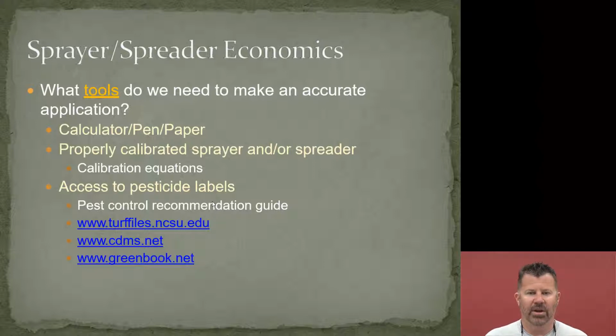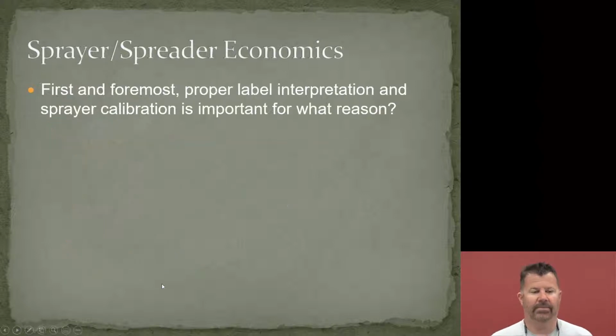We've seen videos on that, and we've seen PowerPoints on that so far in this course. And then access to pesticide labels. And guys, you can get that from the Turffiles and NC State, cdms.net, and greenbook.net. And you could more than likely do a Google search for the pesticide that you're applying and find an easily downloadable label and MSDS sheet for that product.